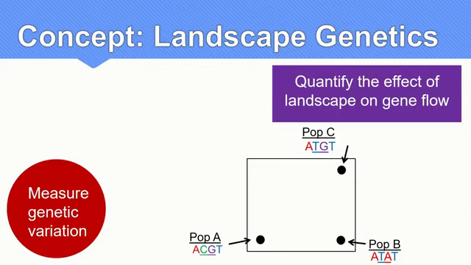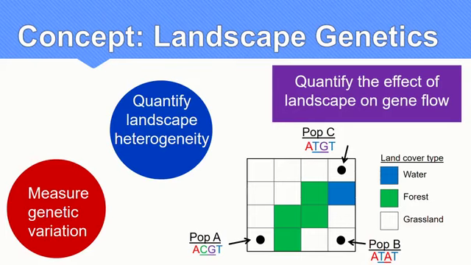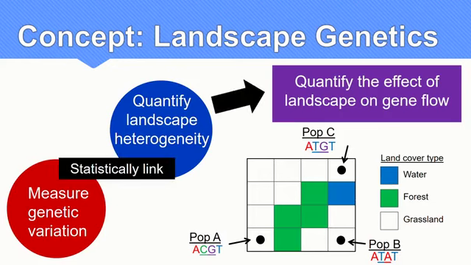And next, we have to quantify landscape heterogeneity. So now our populations have been placed onto a landscape where a white cell indicates grassland, green forest, and blue water. In our case, we're mostly concerned with landscape heterogeneity between study sites since we're interested in how genes flow between populations. And lastly, we use statistical modeling to link the two to quantify the effect of landscape on gene flow. Given enough time, you could probably deduce from our oversimplified example that forest is a barrier to gene flow in this case.